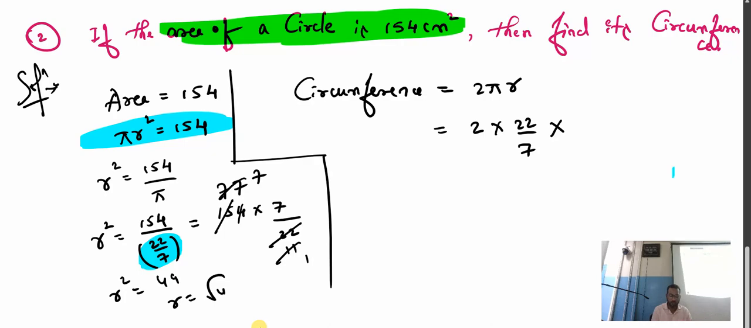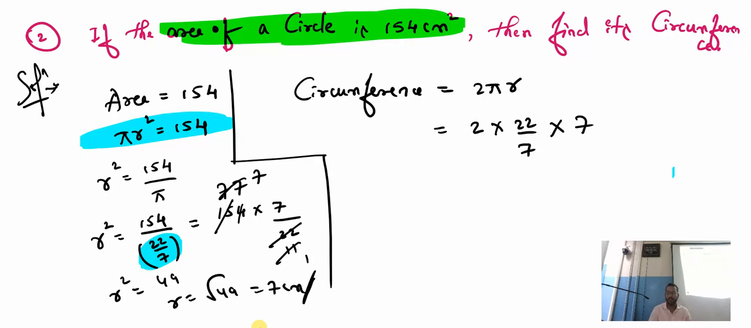R is equals to root 49. That's nothing but 7 centimeter. Right, 7 7 get cancelled. 44 centimeters. Clear? Understood? They have given one value. By using that value, we are finding the other value.